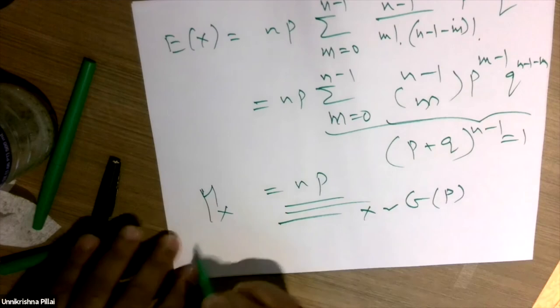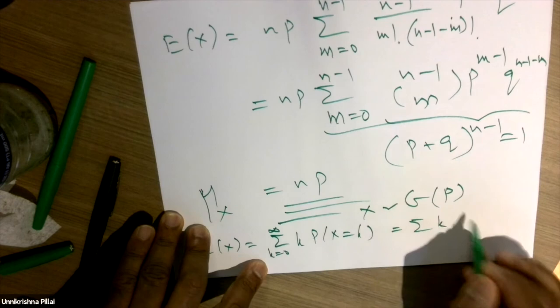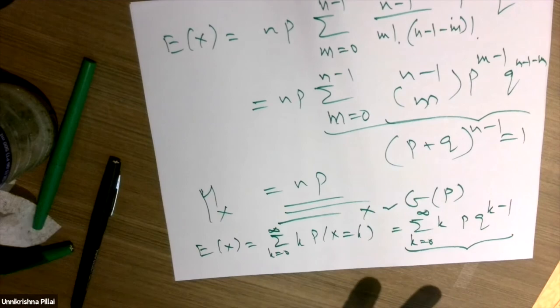So expected value of X is the summation of k times probability of X equal to k, k equal to zero through infinity. The summation of k p q to the power k minus one, k equal to zero through infinity. I'm going to leave this for you to do at home. This is where you are going to collapse. If you cannot do integration, summation, etc., then it is going to get difficult. So you can pull p outside.